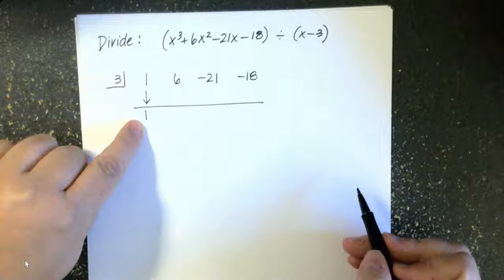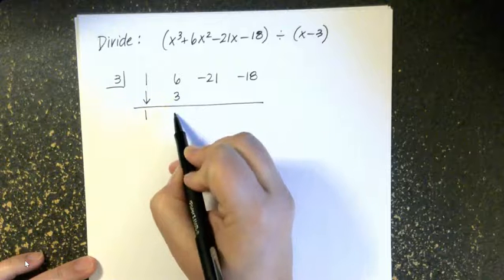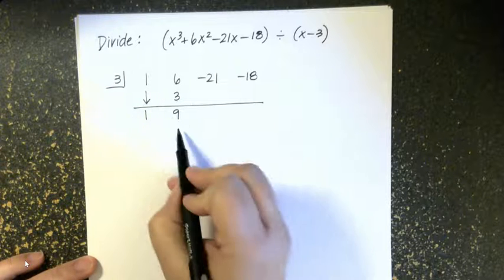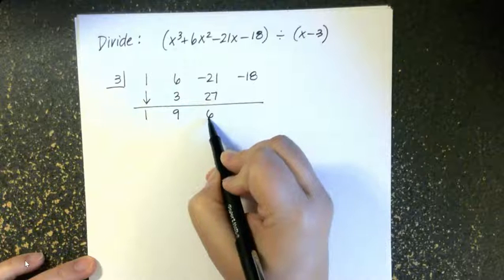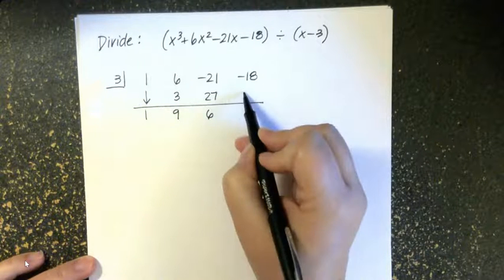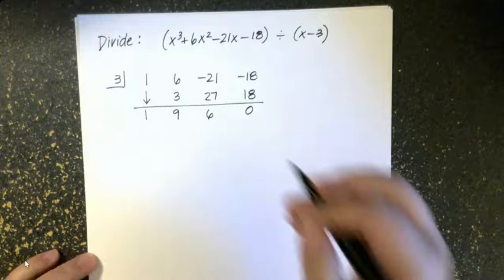This times this goes here, and I add. 3 times 1 makes 3, and I add. 3 times 9 makes 27, and I add. 3 times 6 makes 18, and I add. So this time my remainder is 0.